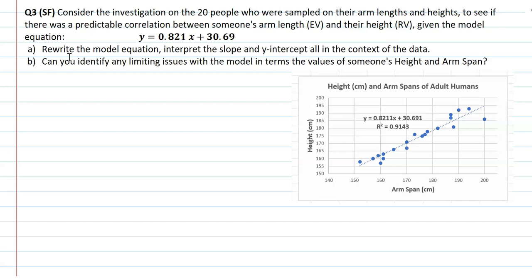So part A wants us to rewrite the model equation, interpret the slope and y-intercept all in the context of the data. And then for part B, given we're thinking about possible limitations of our models, can we identify any limiting issues with the model in terms of values of someone's height and arm span? So have a go at it, press pause, and we'll check in.